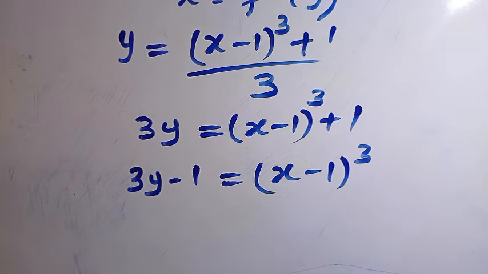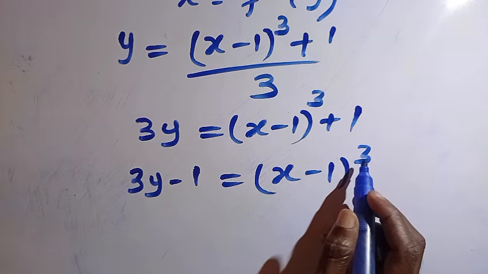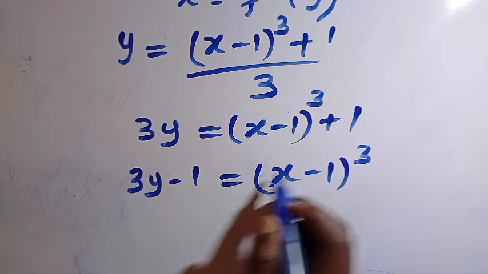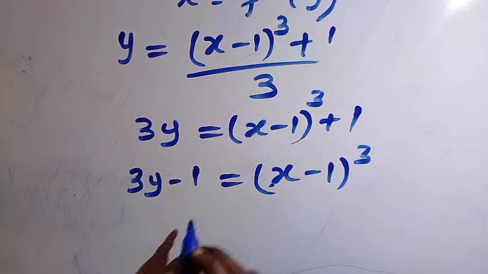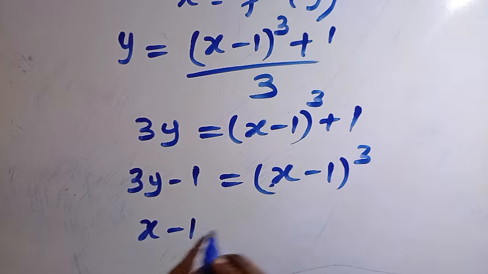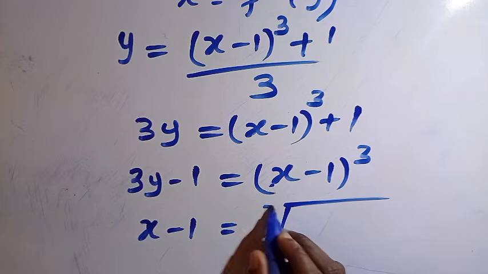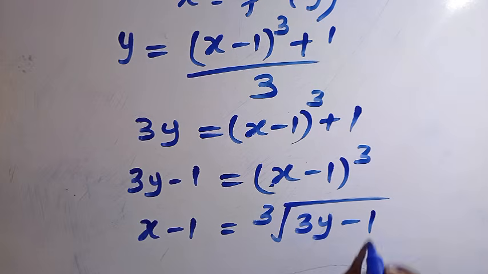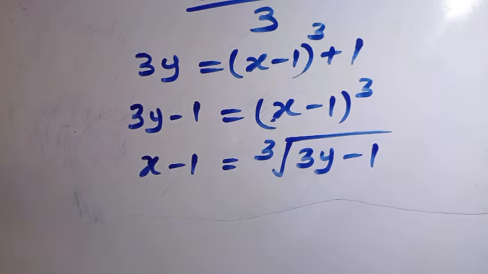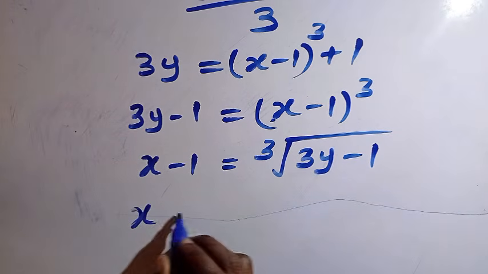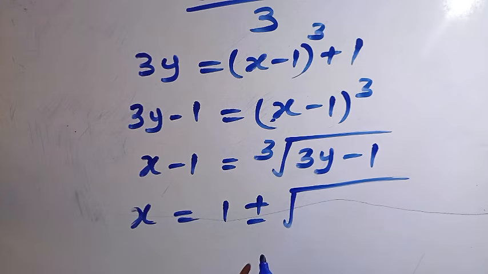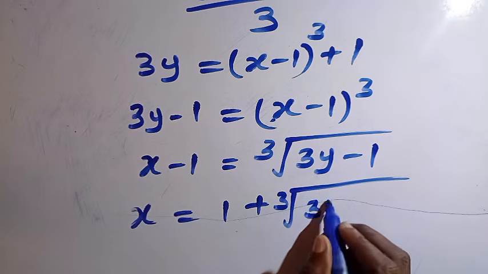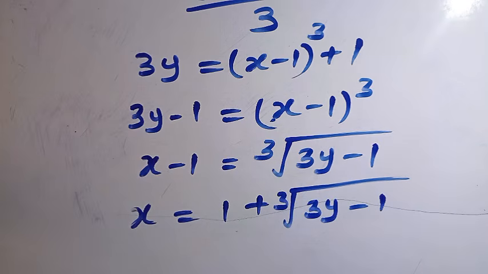Since we need x, and this is inside the cube power, we are taking the cube root of both sides, just to eliminate this 3. By taking the cube root of both sides, we have x minus 1 equals the cube root of 3y minus 1. And we take 1 to the other side, so this gives us x equals 1 plus the cube root of 3y minus 1.